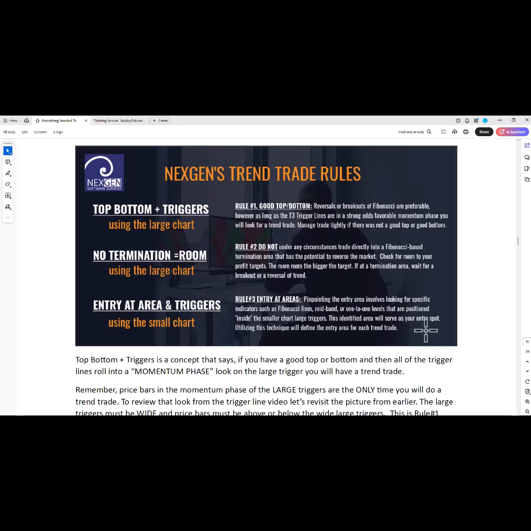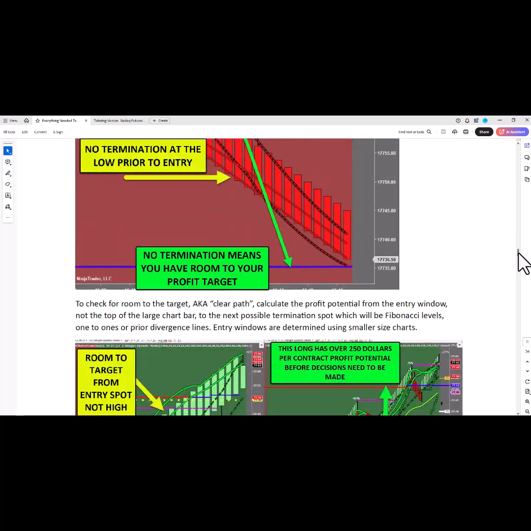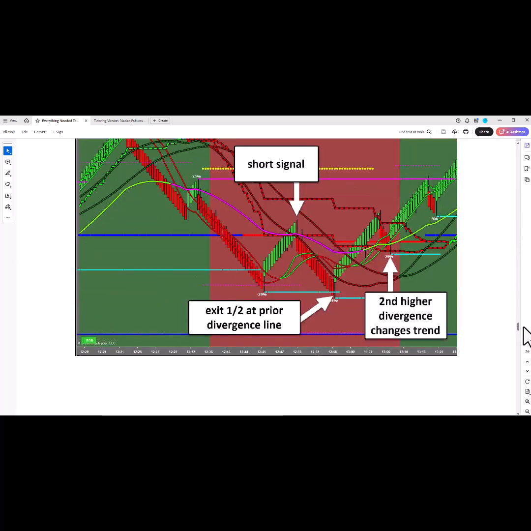Every trade's the same, guys. Whether it's momentum, whether it's HVA trades, whether it's trend trades, it's strong triggers with a high momentum look and a pullback to something. The only difference between a trend trade and a momentum trade, let's see if I have momentum trades in here.